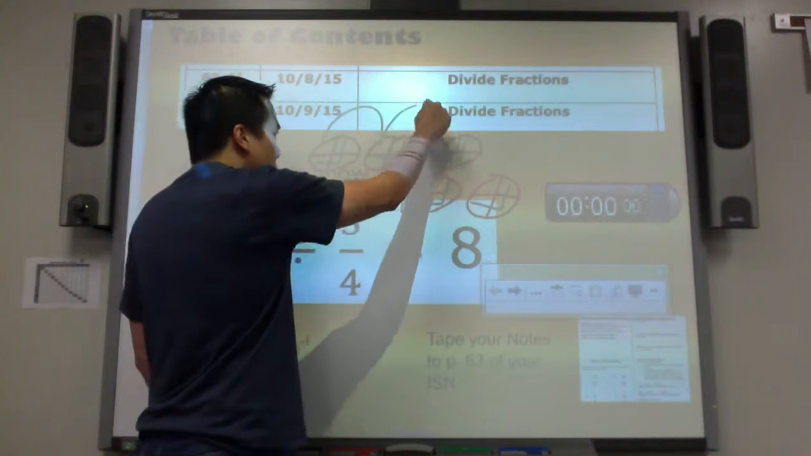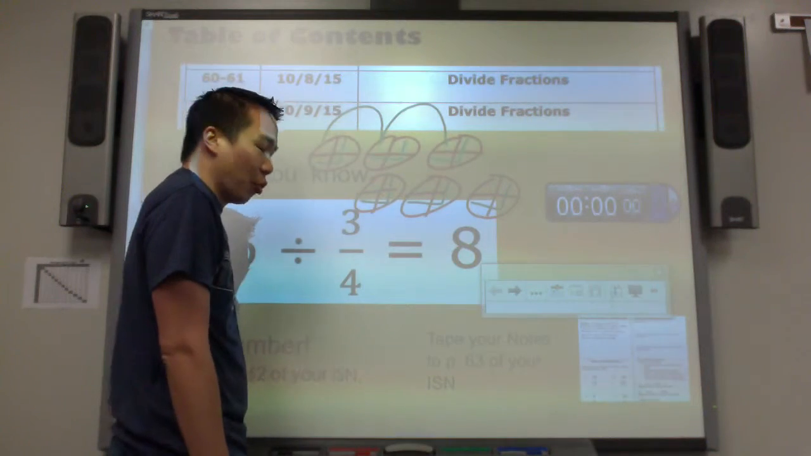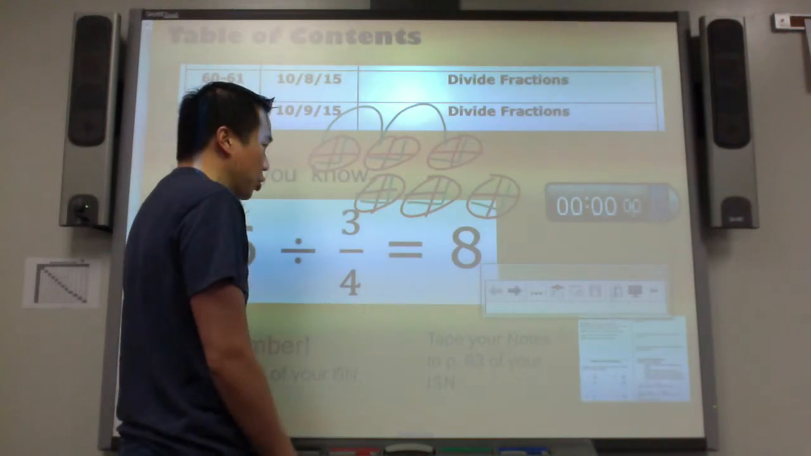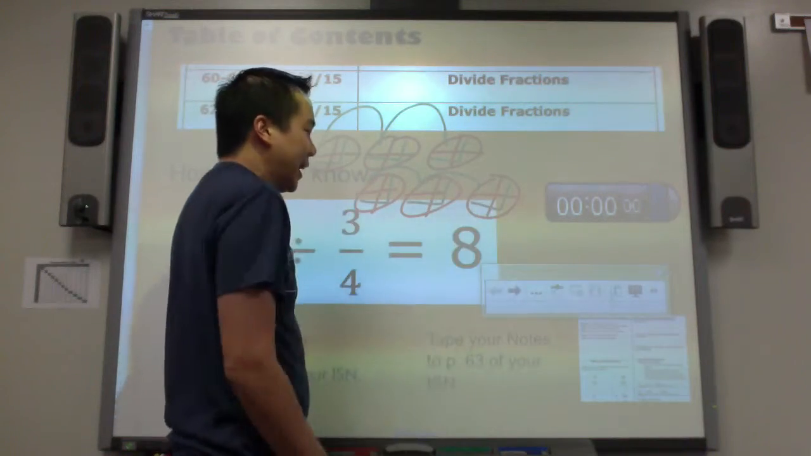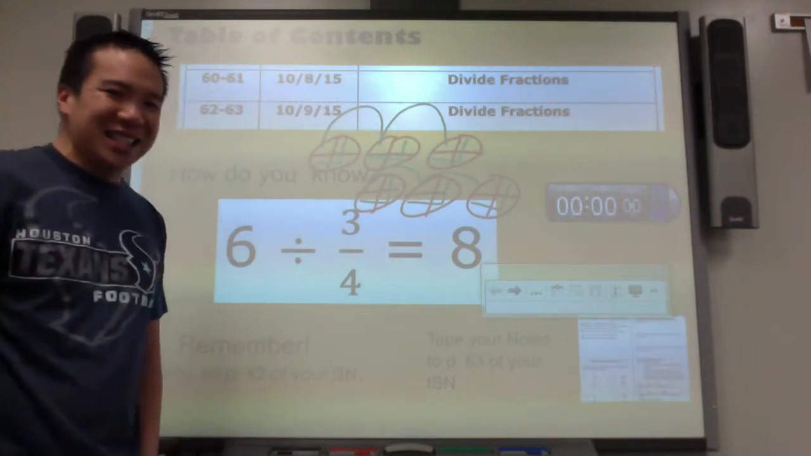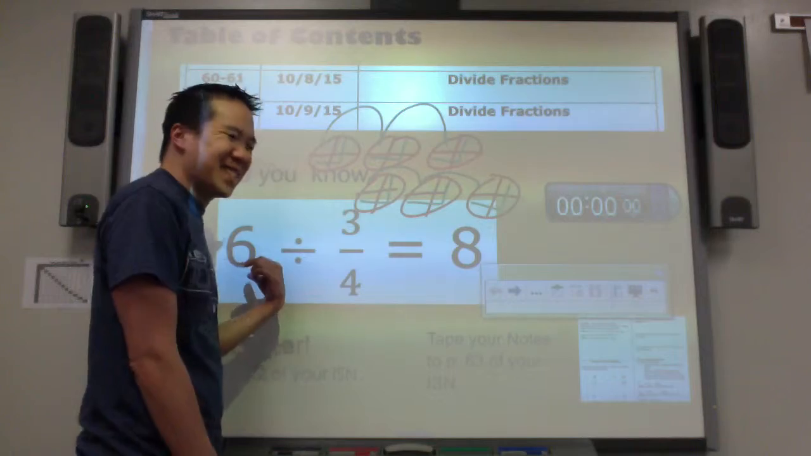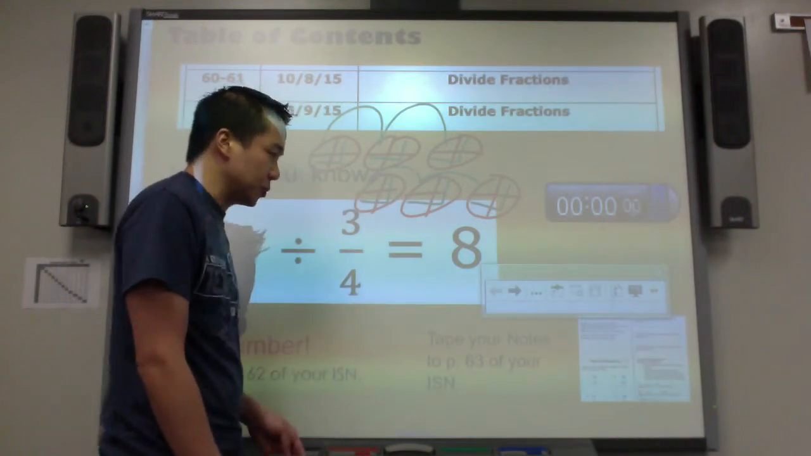1/4 plus 1/4 plus 1/4 is another 3/4. That's a group of 3/4. That's 7 groups, and 8 groups of 3/4. There are 8 groups of 3/4 in 6 circles or 6 wholes.